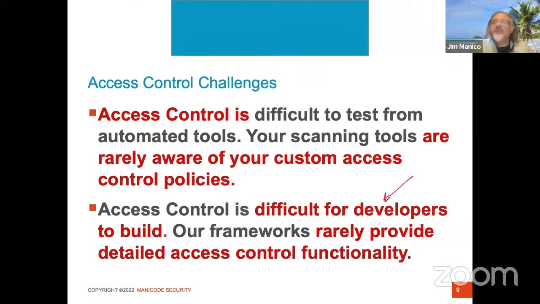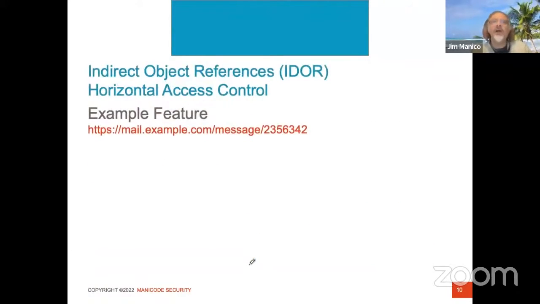Access control can also be very difficult for developers to build. Our frameworks don't really give us mature access control functionality when we have difficult requirements to solve. One of the problems is indirect object reference, right here. How would I attack this URL? If you were a hacker and you saw this URL, which reads private messages, and there's the message number, how would I steal messages from another user? That's my question. How do you steal messages from another user?